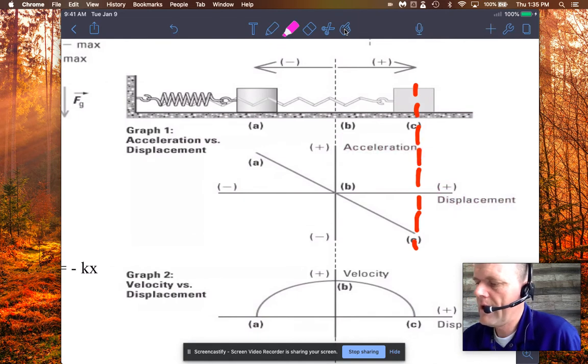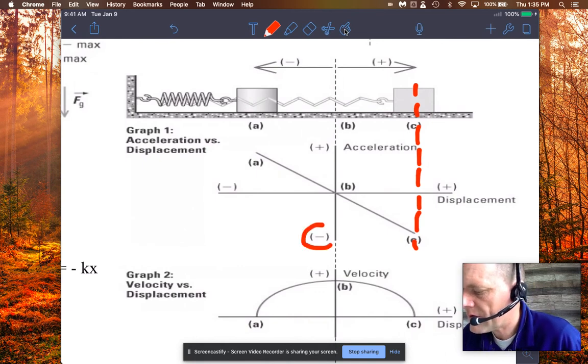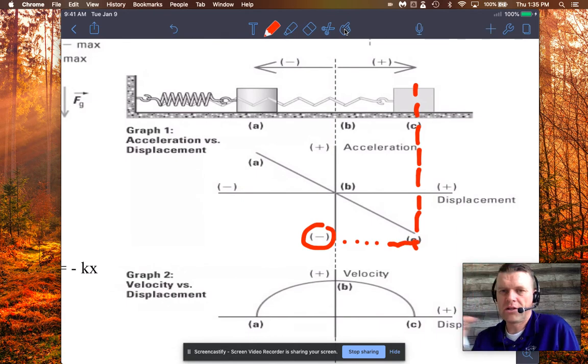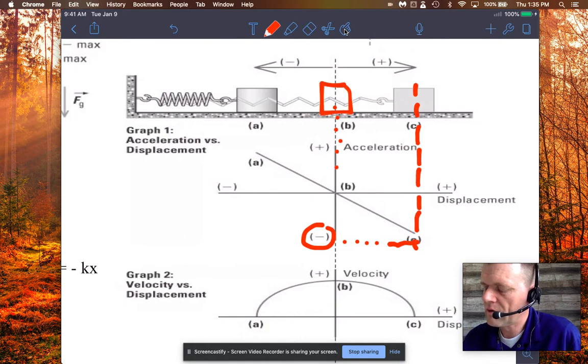All right, and if we note here, when the mass is at position C, that's a positive displacement, a maximum displacement. But at that point, you have a negative acceleration. At that point, the mass wants to go back to equilibrium, so the restoring force is negative, and so the acceleration is negative. Then as you come back here to position B, you'll notice on the graph that the acceleration has reached a 0. It has come from a negative back to a 0 because there is no acceleration at that point.